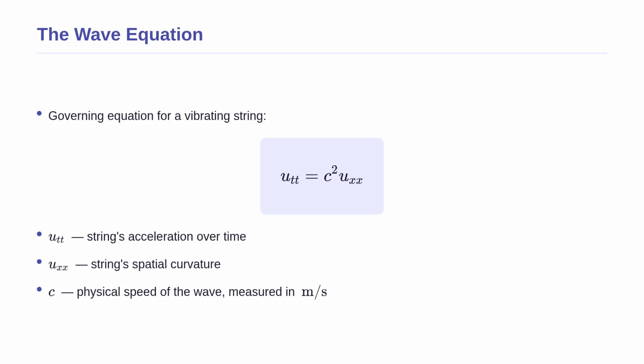The physics of this vibrating string is governed by the classic wave equation. Conceptually, this formula relates the acceleration of the string to its physical curvature. The term u sub tt represents the second derivative with respect to time, which is the string's acceleration. The term u sub xx is the second spatial derivative, representing the string's curvature. The letter c represents the physical speed of the wave traveling along the string, measured in meters per second. If the tension in the string increases, the wave speed c increases, causing the string to vibrate much faster.